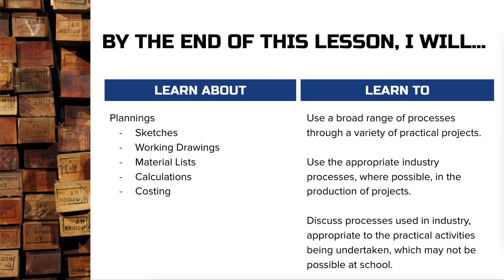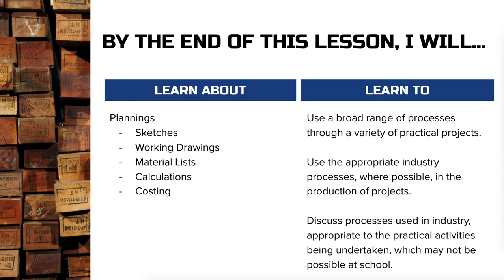In this particular component, we're looking at planning processes like sketching, working drawings, probably the difference between the two, getting a bit of an understanding between those two different things, materials lists, calculations, costings, and maybe we're going to have a little bit of a chat around the process of ordering timber. Might be particularly useful when you're starting to think about your major work in Year 12 and how you go about actually ordering timber with a timber supplier.